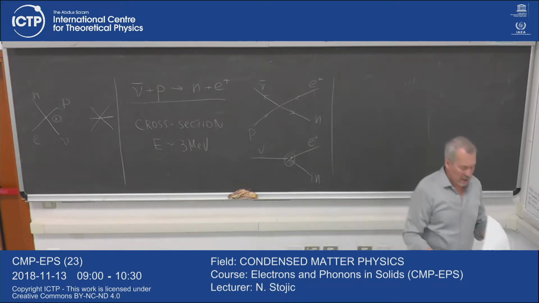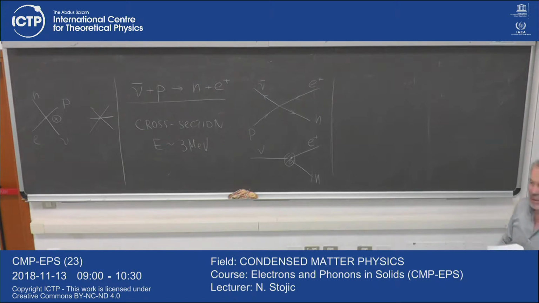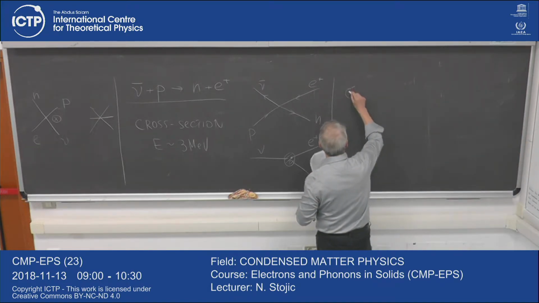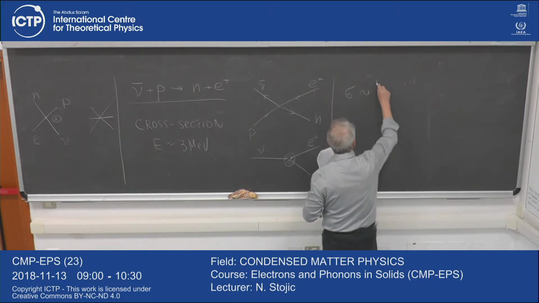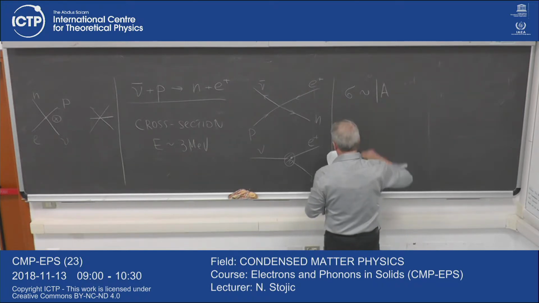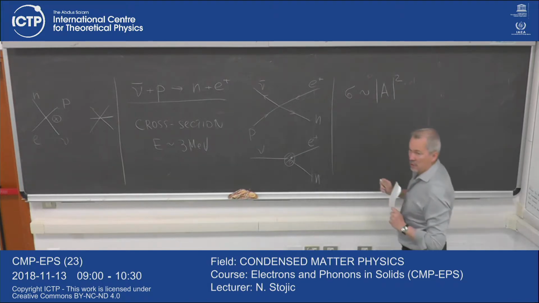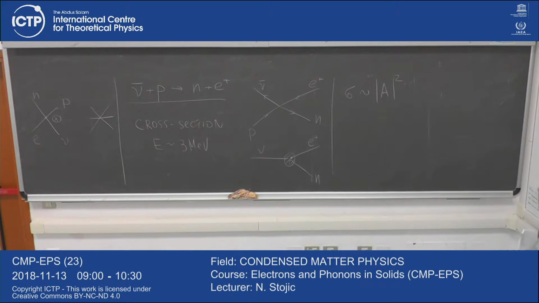Now, how to compute the cross-section? Do you have some idea? What we should do is the following. We need to compute sigma, which is proportional to the moduli square of the amplitude of this process. In quantum mechanics, we first compute amplitudes and then compute moduli square.